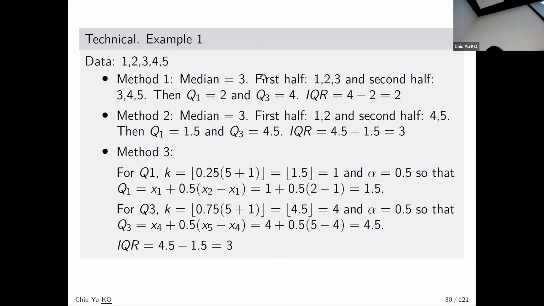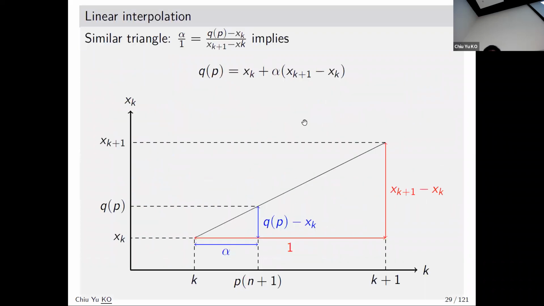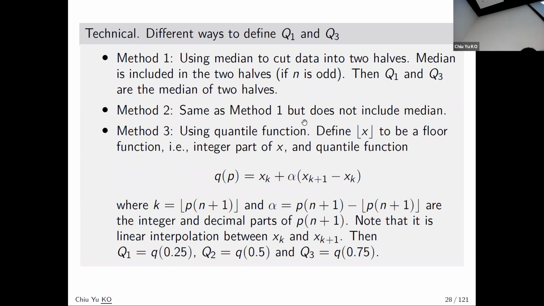The question is, can we have a systematic way to calculate it? Okay. The answer is yes. And this is a systematic way to do it. What we're doing is we'll use what we call a quantile function. Okay. Quantile function. And what we do is the following. Actually, it's a rather simple idea.